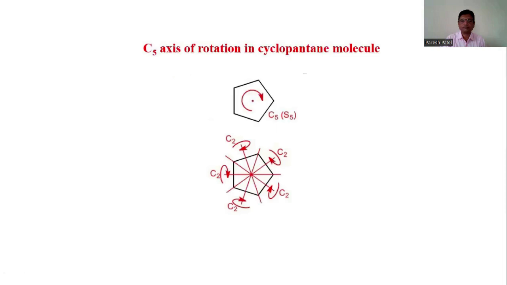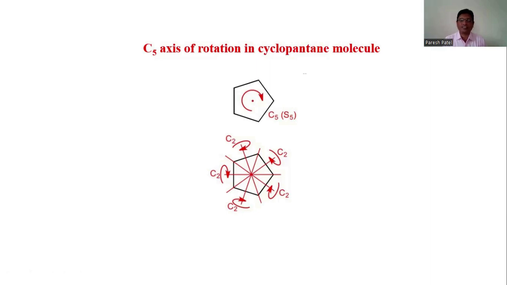And the next one is the cyclopropane molecule. In the case of cyclopropane, if we rotate this molecule along the imaginary axis around 72 degrees to get the equivalent orientation position.